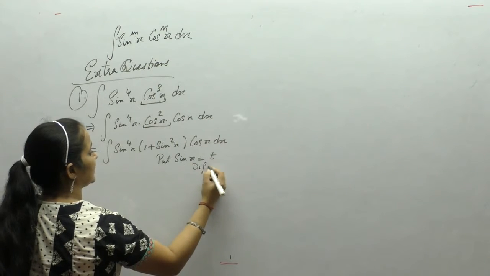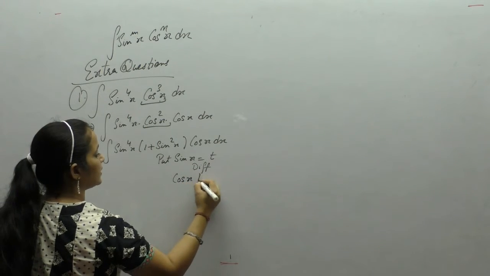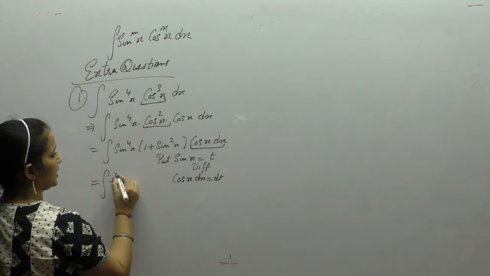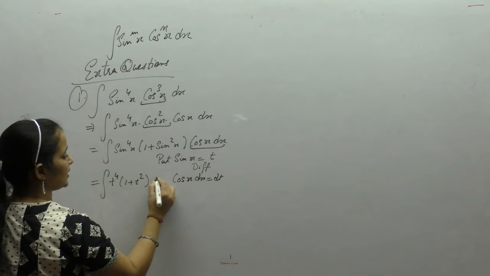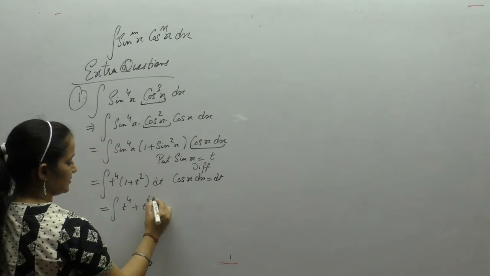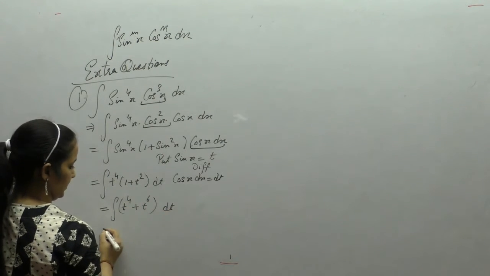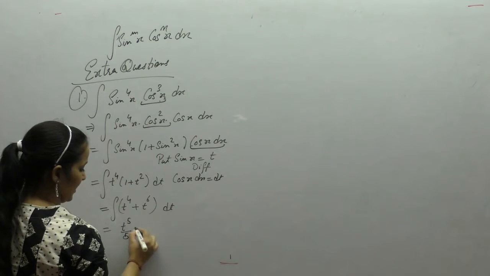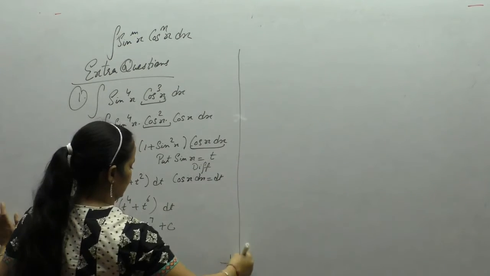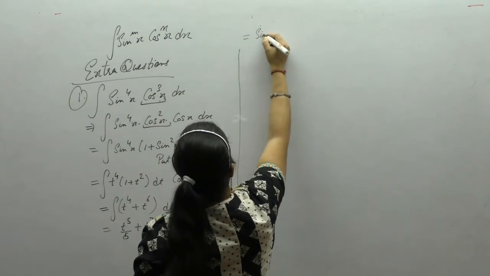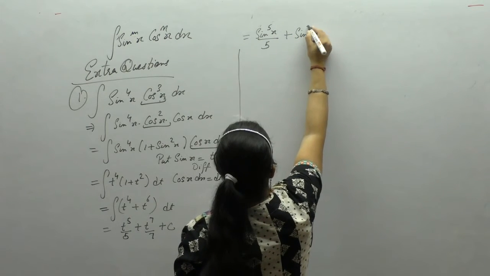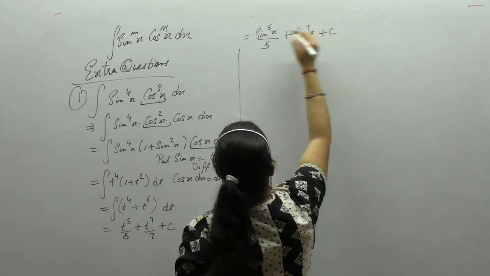Now differentiate, derivative of sin is cos, so cos x dx is dt. We get t4 into 1 minus t square dt, t4 minus t6. Now apply the power rule here: n plus 1, 5 by 5, 6 plus 1 is 7. Put the value of t. T here is sin x, so sin power 5x upon 5 minus sin 7x upon 7 plus c.